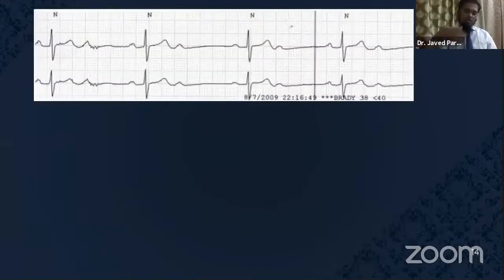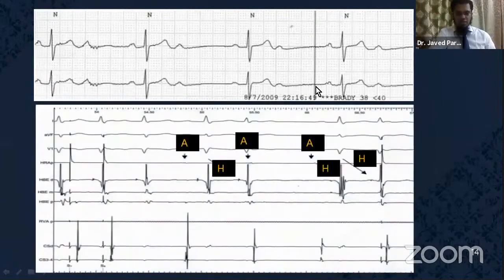So one must remember, before labeling something as a pause on ECG, that there may be hidden PACs which are non-conducted, or 2:1 AV block. As you can see on this ECG, it looks like a clear-cut 2:1 AV block on Holter. But when we did an electrophysiological study for this patient, what we found out was that there were junctional ectopics, and these junctional ectopics were conducting retrograde into the AV node, causing concealed conduction and causing the next sinus beat not to be conducted.